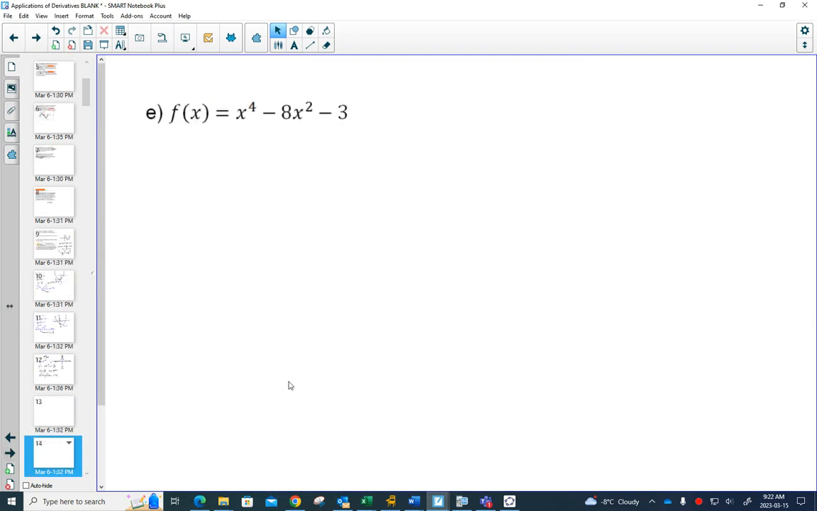Okay, let's do the last one together. This one is going to be quite enjoyable as far as what you couldn't do in grade 12. No non-permissible values.